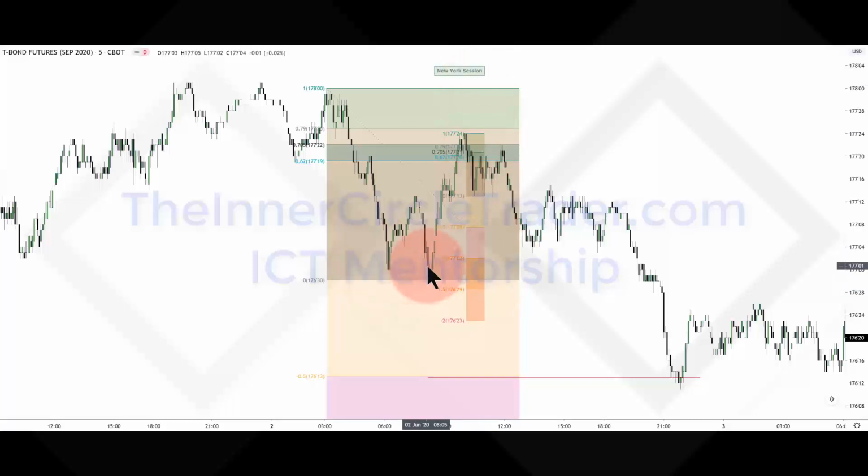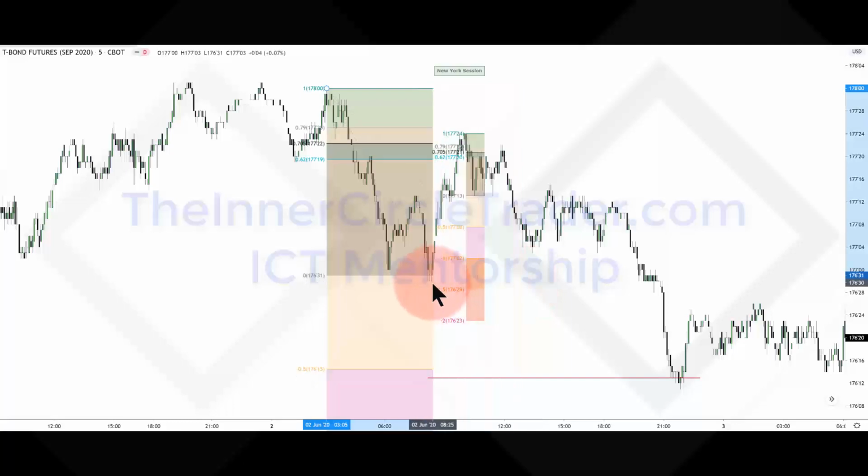So relative equal lows in here, on that low comes in at 176 and 30 seconds, because bonds trade in 30 seconds. Every one tick is worth $31.25. If we go back and anchor it to here, high to low, 1/2 a standard deviation takes us down to this low here, well beyond that one. And just a beautiful example of how we can use nested optimal trade entries.